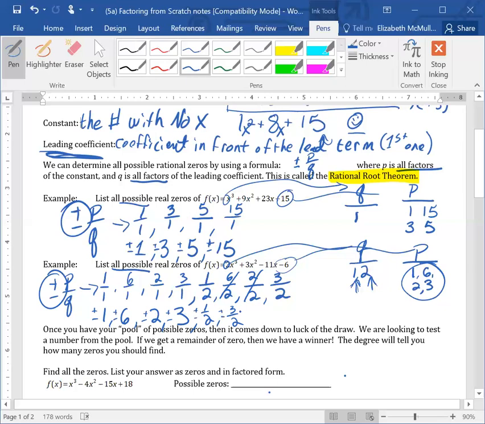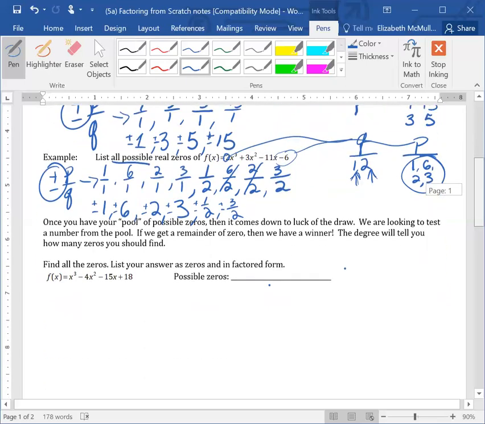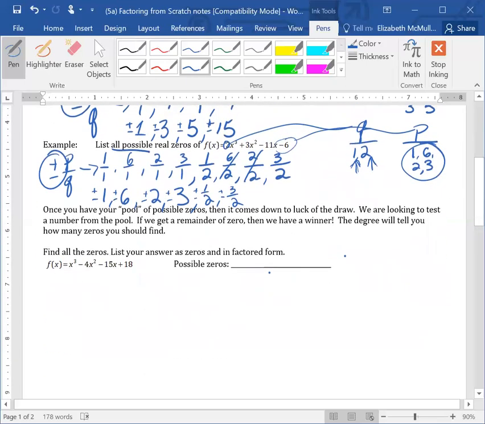Okay, so now we have found all possible rational zeros of each of these. You may have noticed, you may not have noticed, I'm really putting emphasis on this word possible. Not all of these are actually going to be zeros. That is very important to remember. These are all candidates for zeros, but they are not all going to be zeros.